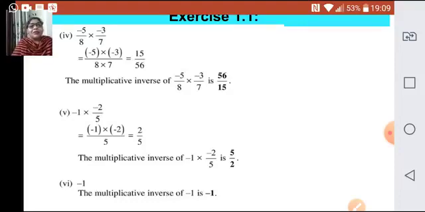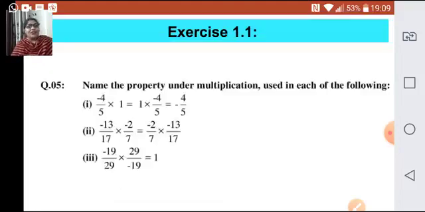The multiplicative inverse of negative 1 is always negative 1 only, children, right? 1 upon 1 will always be the value 1 only. So negative 1 upon negative 1 is 1, and positive 1 will be 1. I hope this is clear.